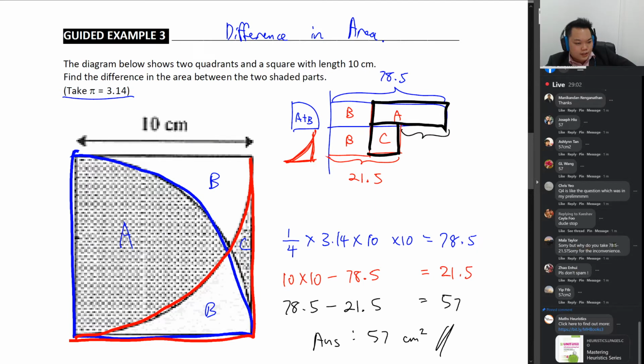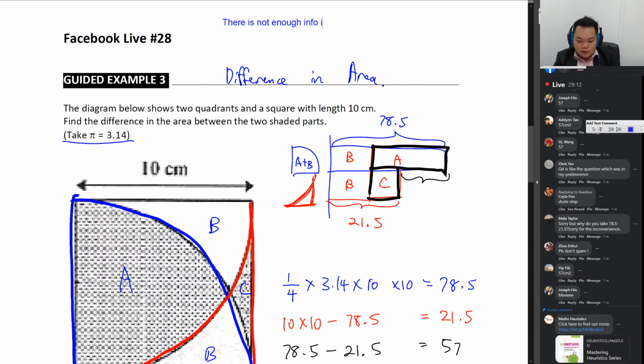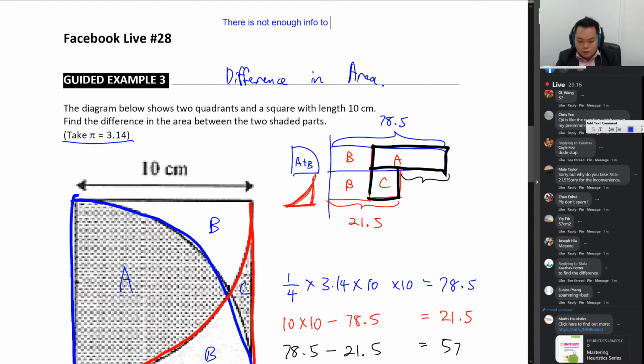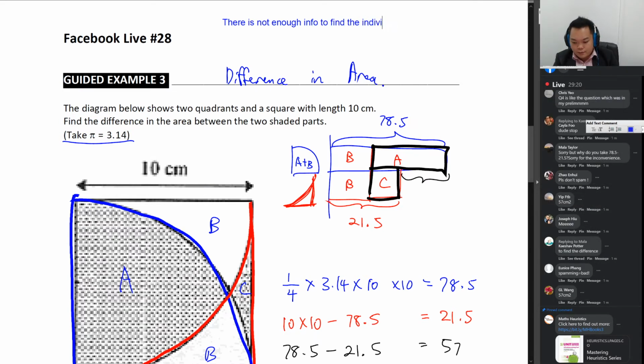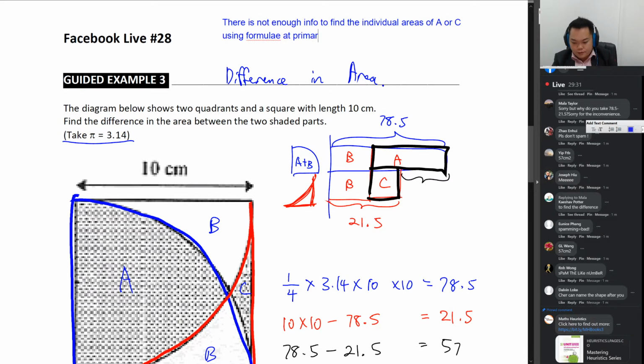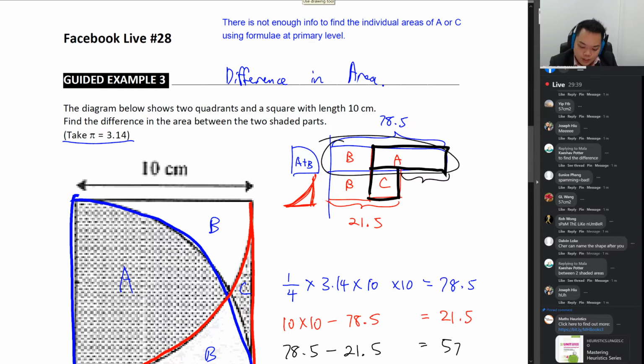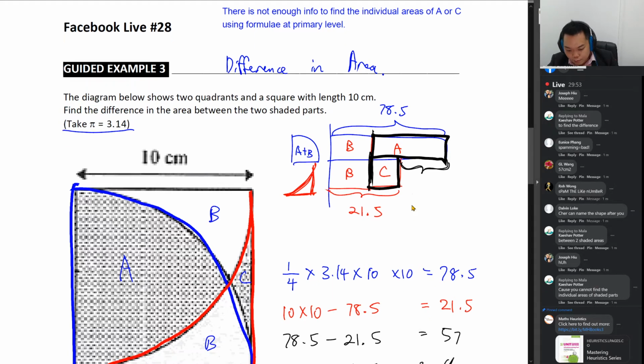Sorry, but why do you take 78.5 minus 21.5? So the reason here is that there is not enough info in this question to find the individual areas of A or C using the formula at the primary level. So because of this, we have to find B and A first, B and C together, and get rid of the B's from here, so as to obtain this difference, because you can think of this as a difference unchanged problem.